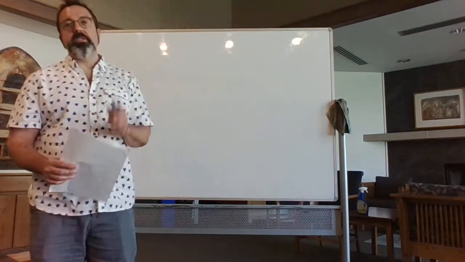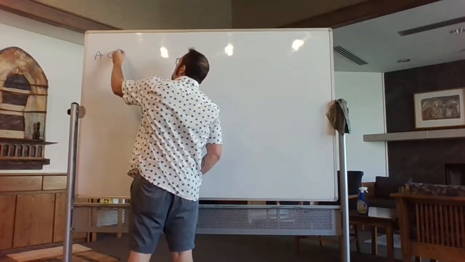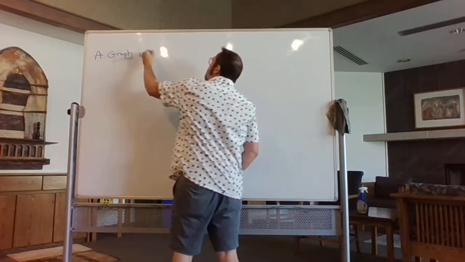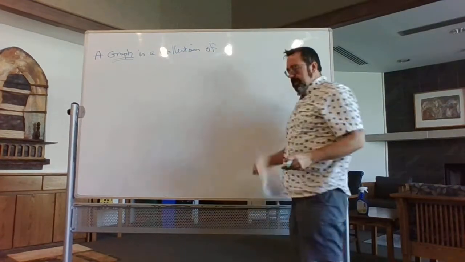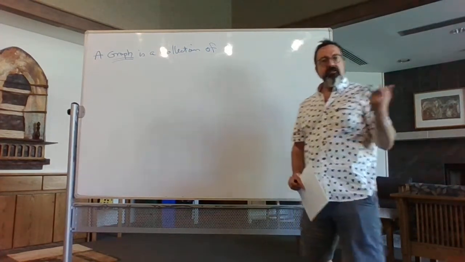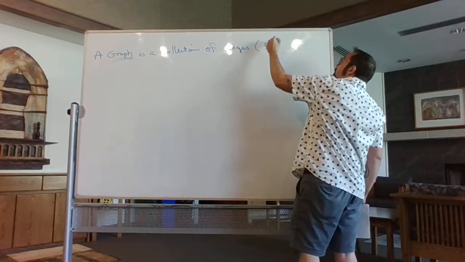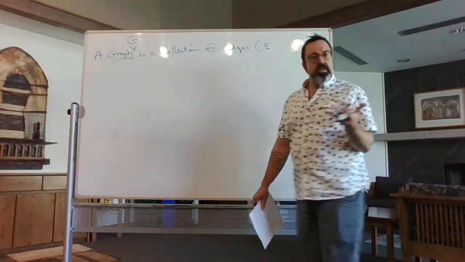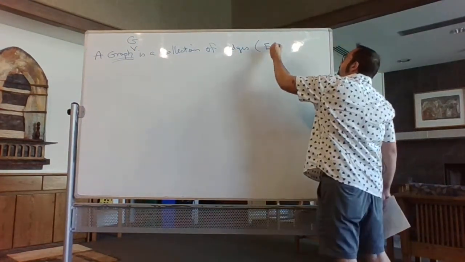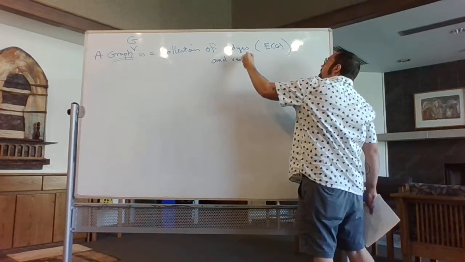All right, wrapping up the semester. Section 10.1 introduces us to the idea of a graph. So a graph is a collection of two things, essentially, edges and vertices. And we'll typically denote, if we have a graph G, the set of edges by E of G, and a set of vertices.